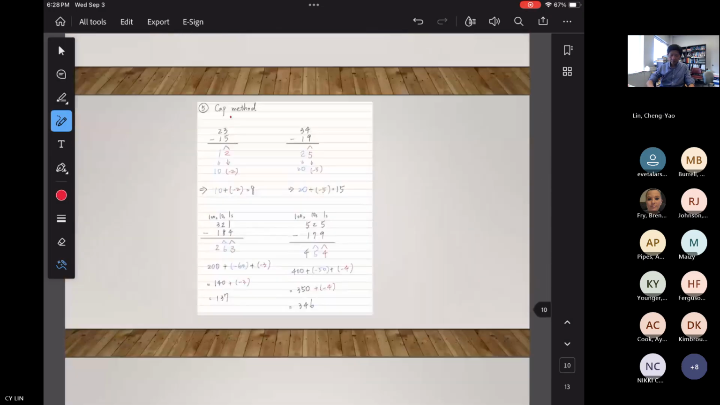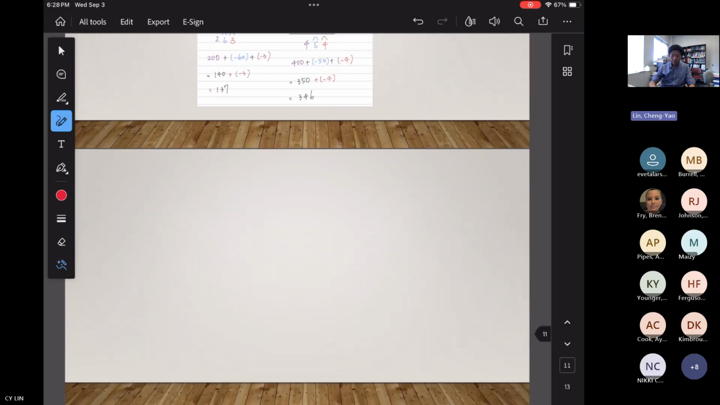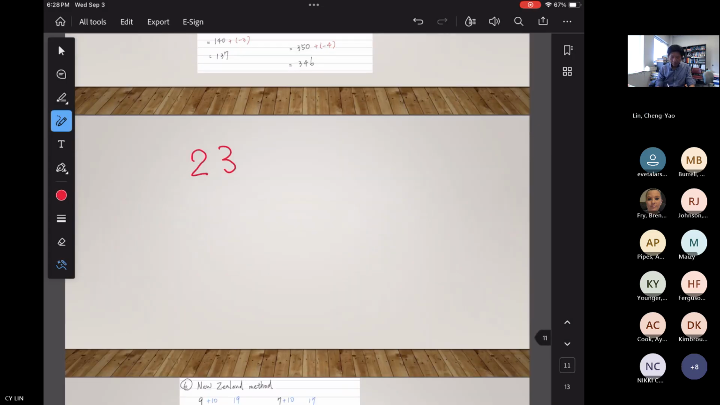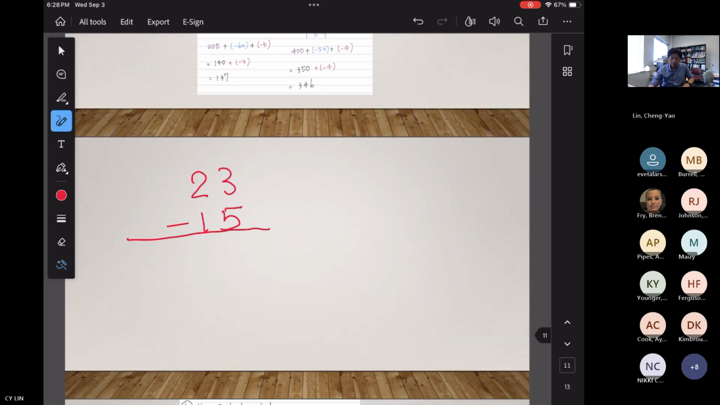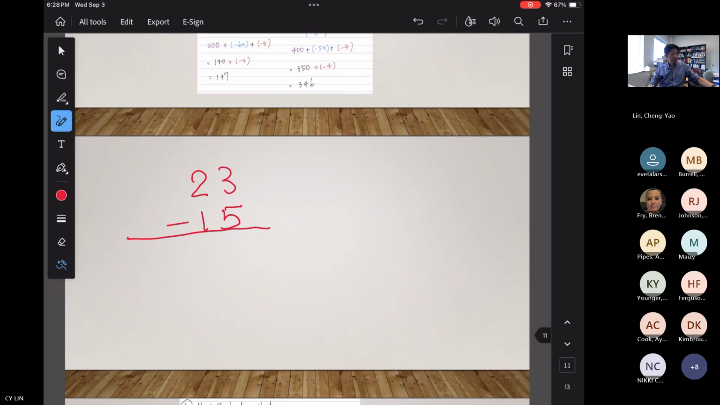Okay. For instance, I want to stay with the same problem. Three minus five, enough or not enough? Not enough, right? So we are taking care of the not enough. Not enough for how many? By 2. Yeah. So not enough for 2. So I want to put on cap 2.